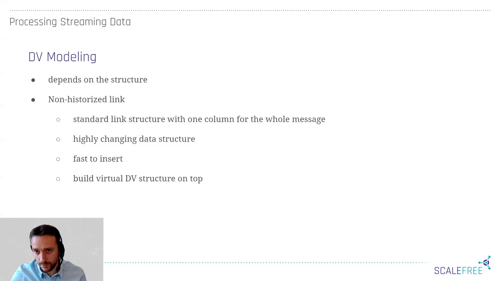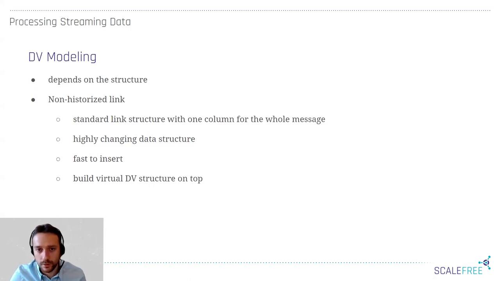Let's imagine if you flatten the JSON structure first, you will potentially end up with storing a lot of null values when the schema changes, right? So that could be a problem and hard to handle. Additionally, the non-historized link is fast to insert due to the insert logic. That's great if you receive a lot of messages.